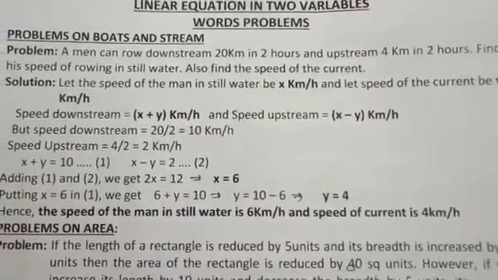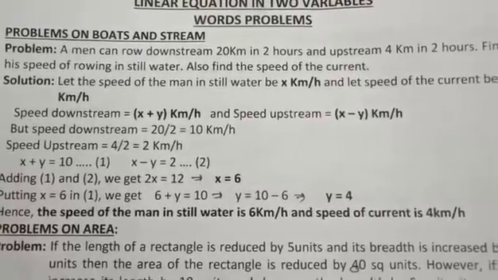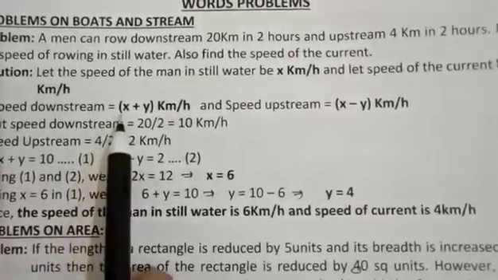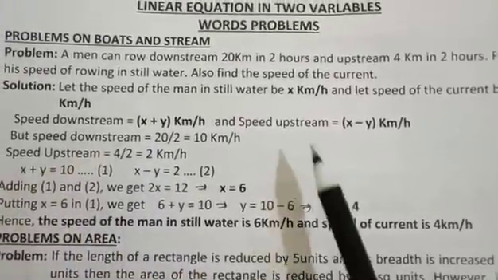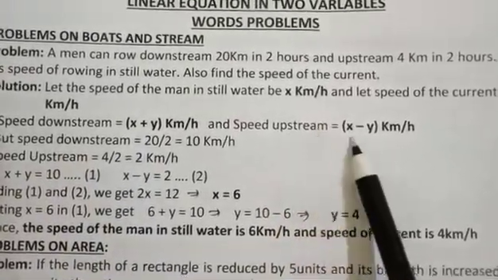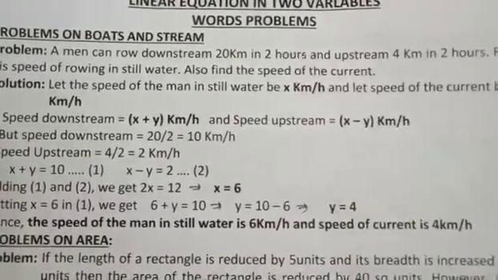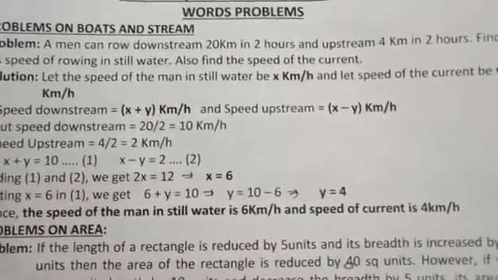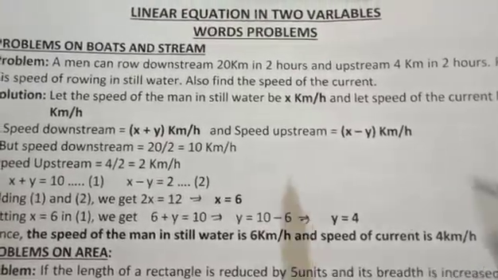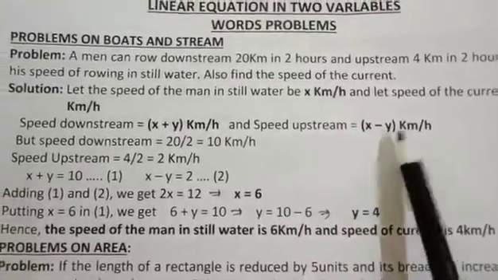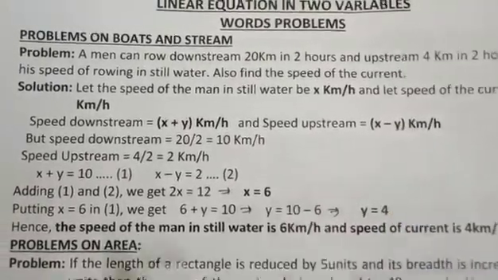The speed of the boat will be increased, the relative speed will be increased, so we will add up both the speeds in the case of downstream. Speed upstream will be x minus y km per hour, which means that we are going against the flow of the stream. In this case, the relative speed will decrease, and so we have subtracted both the values.